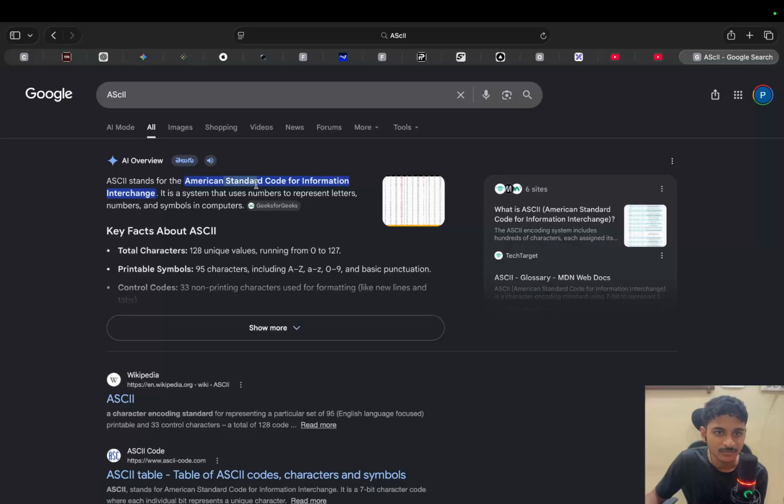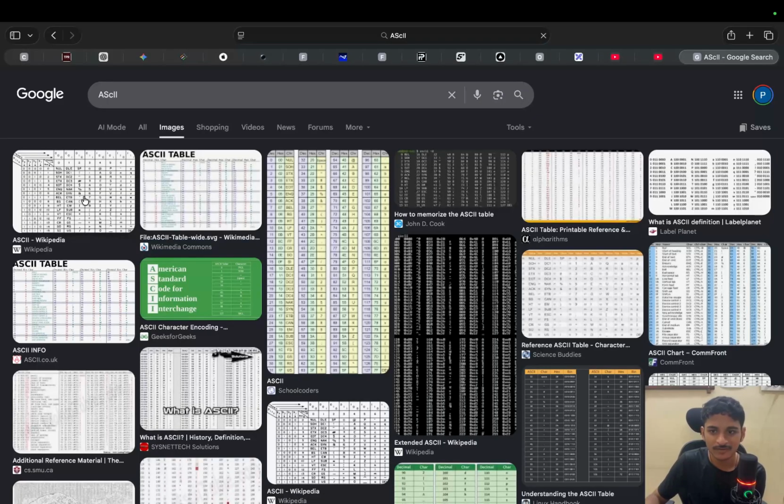Standard, that means it is followed by all countries. It means the unique code which is assigned to each character, a unique code assigned for information interchange. When we are interchanging information between normal and binary, we have a standard code. All right, again I hope you can understand, and we'll have a table for that.